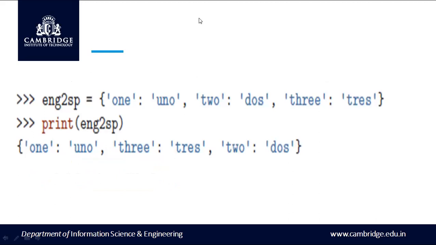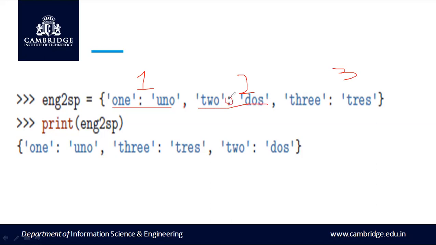So we can have as many key value pairs as we want. Here is an example. You can add any number of key value pairs. The first key value pair is 1 uno, distinguished by a comma. This is one key value pair, this is the second key value pair and this is the third key value pair. The second key value pair is 2 dos.